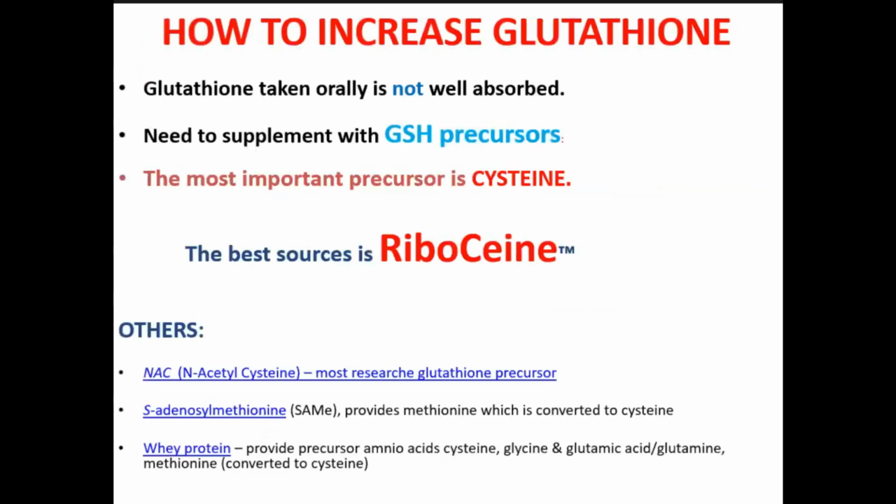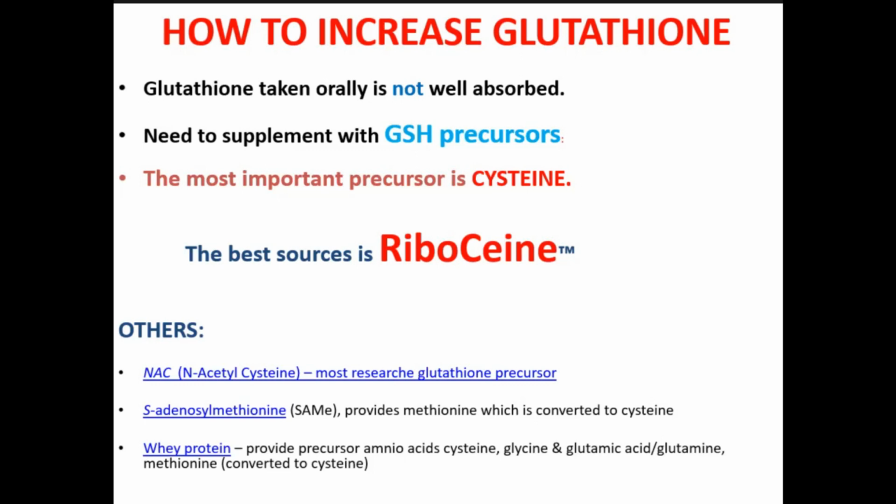So how to increase glutathione? Remember, glutathione taken orally is not well absorbed. You need to supplement with a glutathione precursor. And the most important precursor is cysteine. Precursors mean the three amino acids that make up glutathione: glutamic acid, cysteine, and glycine. But you just need to concentrate on cysteine because glutamic acid and glycine are abundant in the diet and are available unless your diet is severely protein deficient.